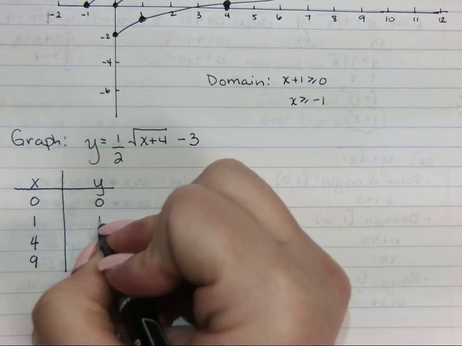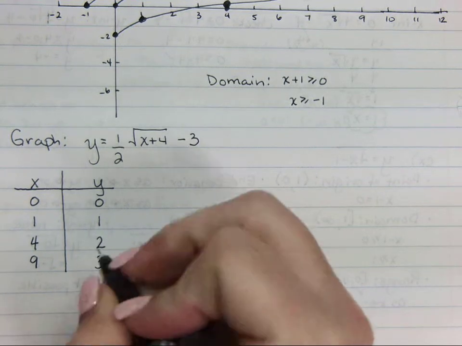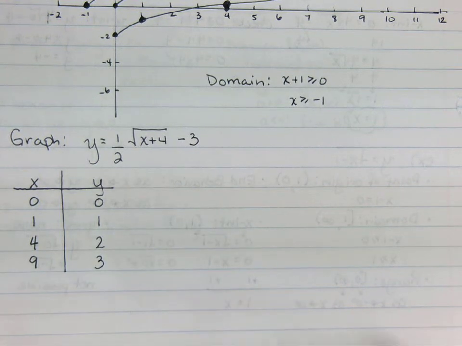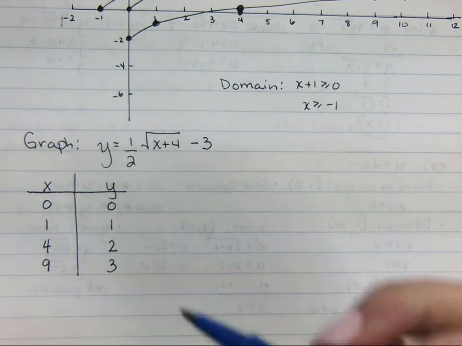Square root of 1 is 1. Square root of 4 is 2, and 3. So this is my parent graph in-out table. All right. Anything happening to the outside of my radical happens to the y.